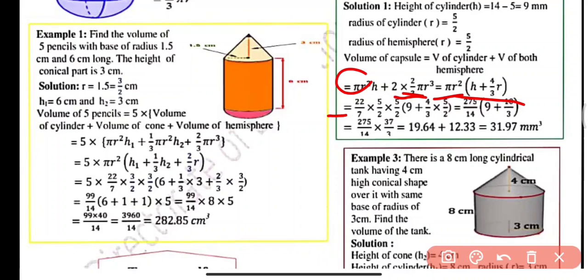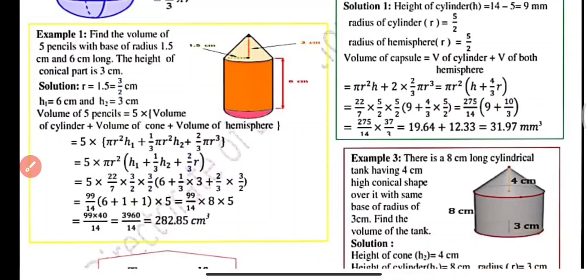So pi 22 by 7, radius is 5 by 2 into 5 by 2, and height of cylindrical part is 9 and 4 by 3, and radius is 5 by 2. So this will be 275 upon 14 into 9 plus 10 by 3, and after simplifying we will get 31.97 millimeter cube, that is the volume of medicine in the capsule.